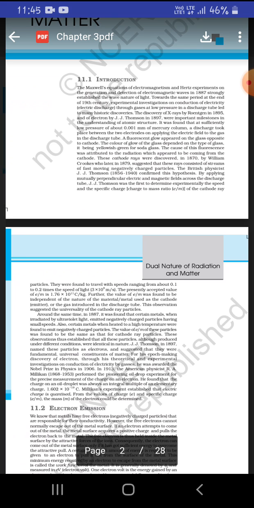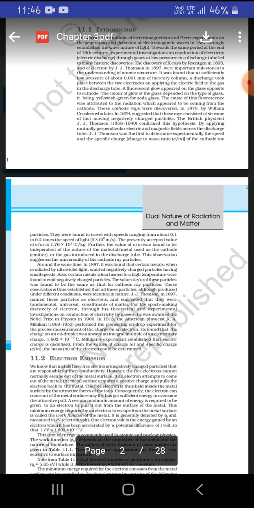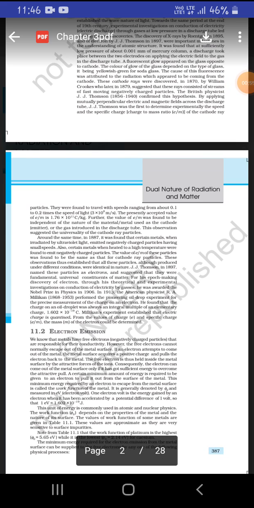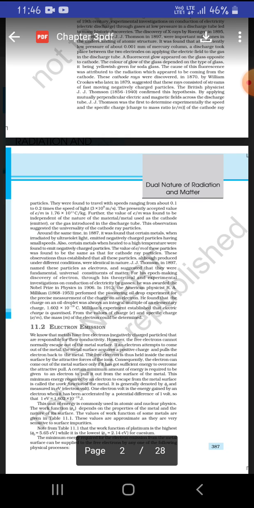Next, Thomson was the first to determine experimentally the speed and the specific charge of the cathode ray particle, and they were found to travel with speed ranging from about 0.1 to 0.2 times the speed of light, 3 into 10 to the power 8 meter per second. The presently accepted value of e/m, the specific charge, is 1.76 into 10 to the power 11 C/kg, and it is independent of the material used as the cathode or the gas introduced in the discharge tube.